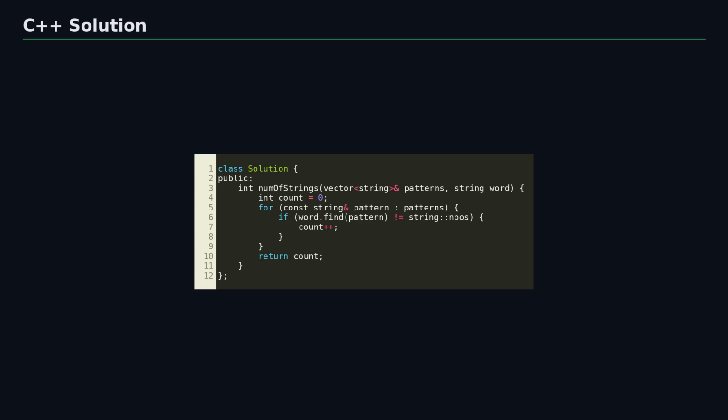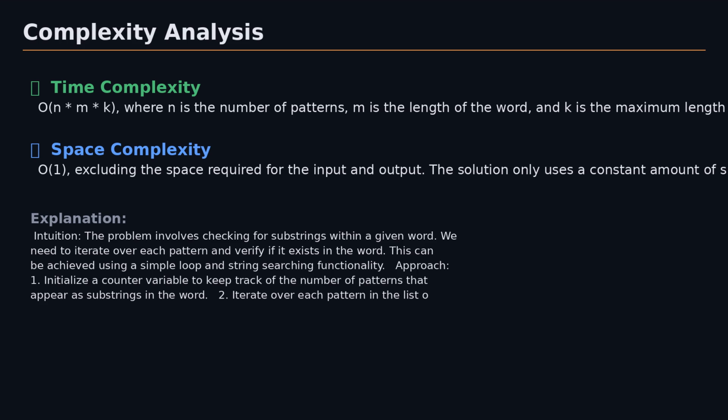The find method returns the position of the first character of the first match. If no matches are found, it returns a special value called string::npos. So, we check if the result of the find method is not equal to string::npos. If it's not equal, that means the pattern was found. So we increment the counter. Finally, we return the counter value.